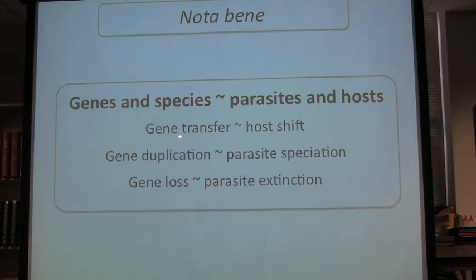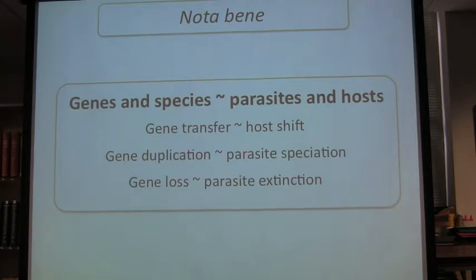hosts, then you can come up with the idea that gene transfer is basically like host shift. You've got a gene coming from one species to another species. It's much like a parasite coming from one host to another host. Then you can see gene duplication as parasite speciation.